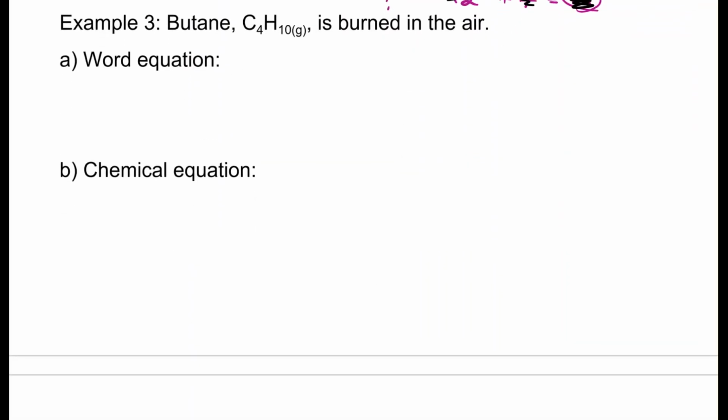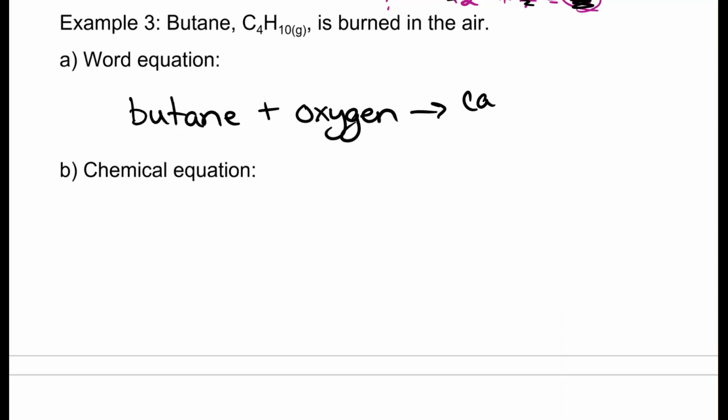Let's try another one. This is the last example that we're probably going to do, and then I'll let you do some more yourself. So we're going to take butane, and it's burned in the air. Well, what is burning something in the air? What is in the air that we're reacting it with? Yeah, you got it. We're reacting it with oxygen whenever we burn something, and we're going to make carbon dioxide and water vapor.